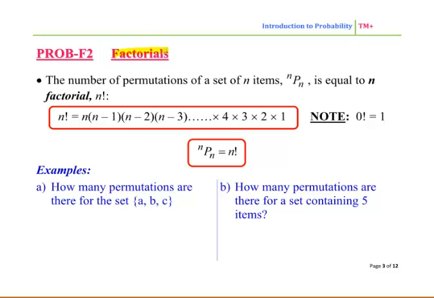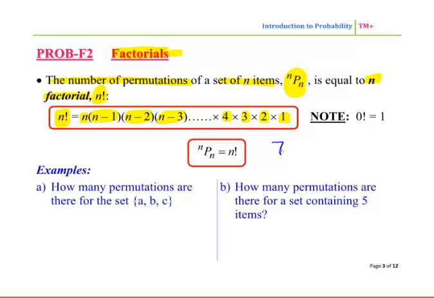Next, let's look at factorials. The number of permutations of a set of n items can be written as nPn, and that's equal to n factorial, which is written as n exclamation mark. n factorial is n times n minus 1 times n minus 2 times n minus 3, and you keep going until you get to 4 times 3 times 2 times 1.